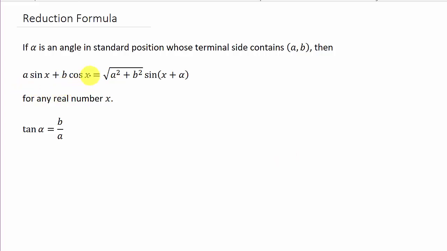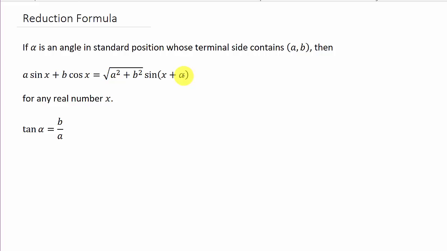So what we're doing is we have sine x plus cosine x, and we have a coefficient for each one here. And what we're going to do is rewrite it as a single sine function. Instead of having two trig functions added together, it's just going to be a single one. So if alpha is an angle in standard position whose terminal side contains (a, b), then a sine x plus b cosine x is equal to the square root of a squared plus b squared times sine of x plus alpha for any real number x. So we know how to get this number in front of sine. x is just going to be x, and then we've got to figure out how to find alpha.